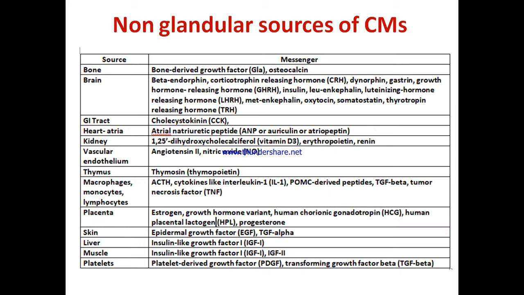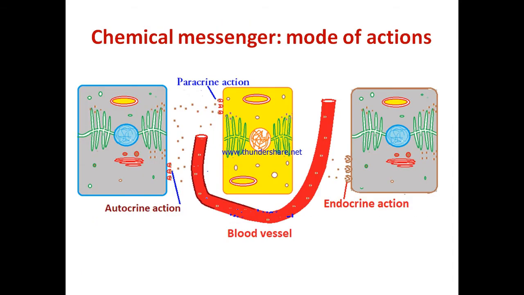Brain secretes a number of chemical messengers like beta endorphins, corticotrophin releasing hormone, dynorphin, gastrin, growth hormone releasing hormone, insulin, leuenkephalin, luteinizing hormone releasing hormone (LRH), metenkephalin, oxytocin, somatostatin, thyrotropin releasing hormone, etc. So, like that, a number of chemical messengers are secreted by these non-glandular sources.